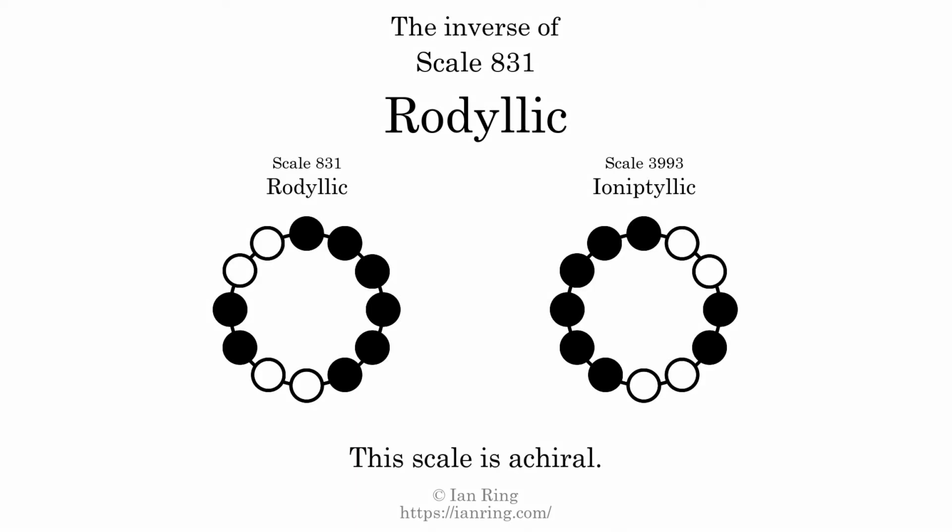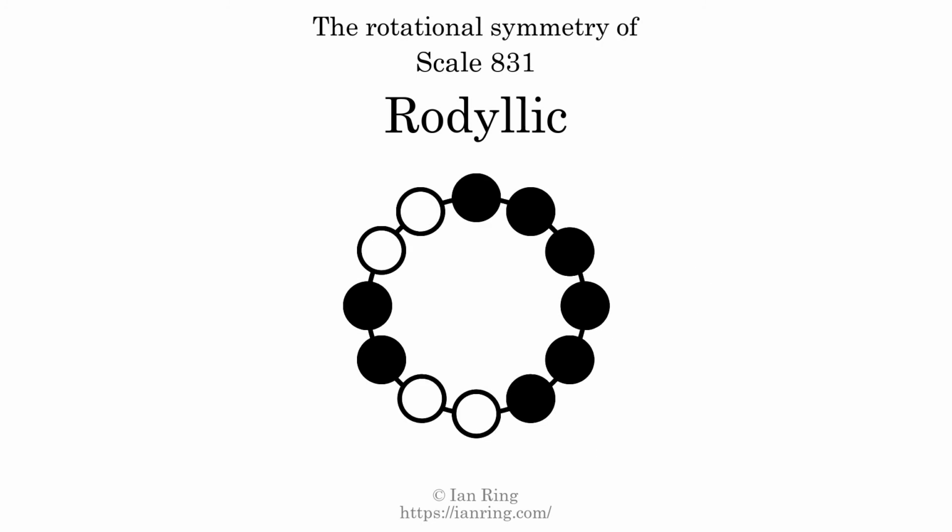The inverse of a scale is a mirror image. It is what you get when the sequence of intervals is reversed. The inverse of this scale is scale 3993, also known as Rodyllic. This scale is achiral, since it can transform into its own reflection by a rotational transformation. This scale has no rotational symmetry.